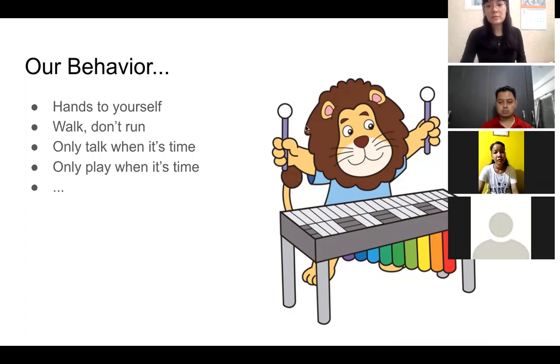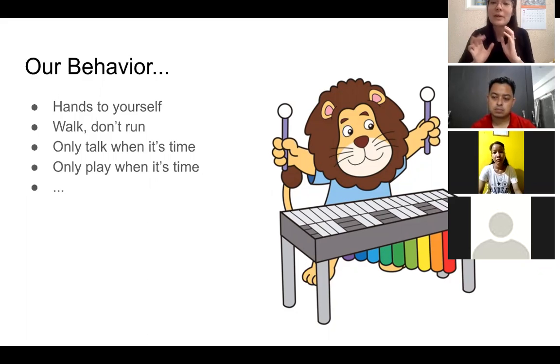So if it was an instrument like this, keep your mallets on your lap. And then ready position is like this. And when we're about to play, then you can hold your mallet over the keys. So it's just very, very specific like this. For another class, maybe you could say only write when it's time. So keep your pencil right here. And when it's time, then you can pick up your pencil and then it's time to write.